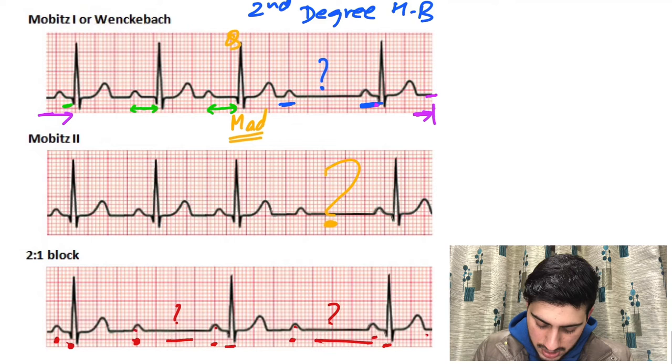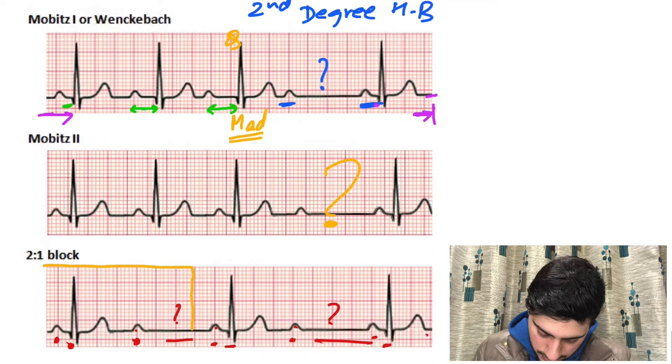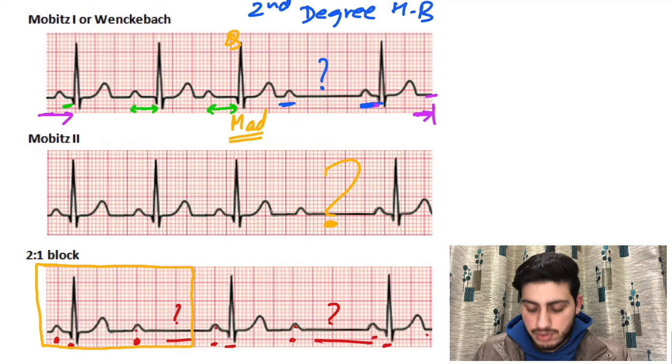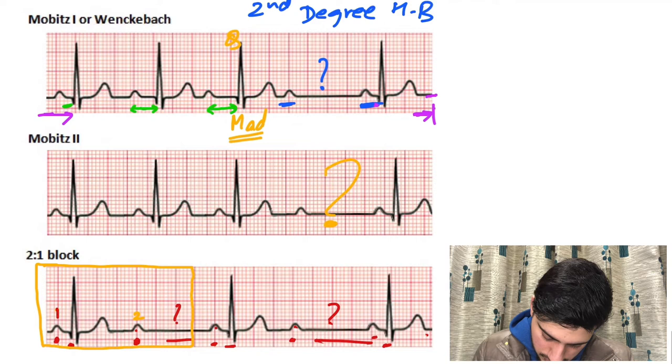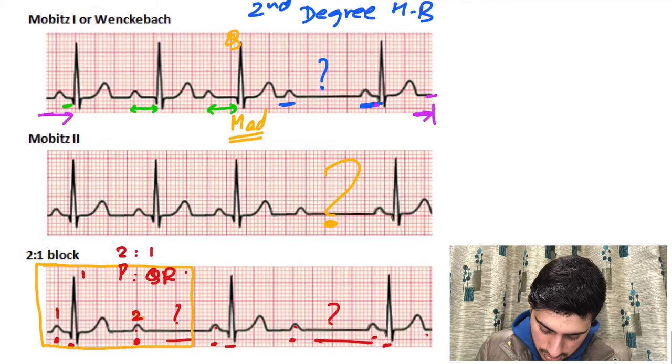If you look at this part, it is also called alternate drop of the QRS complex. So in this segment you can see 1P, 2P, 1Q, no Q. That's why 2:1, P to QRS complex. Okay, so this is that.